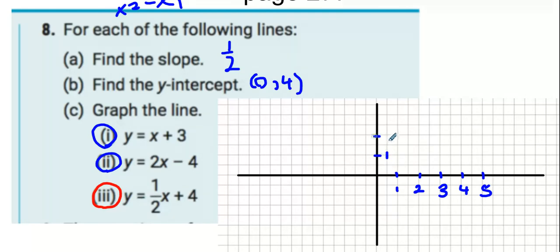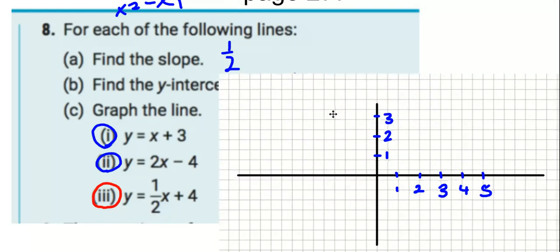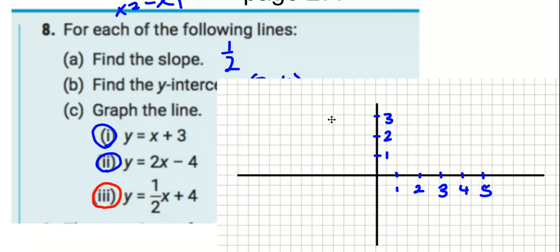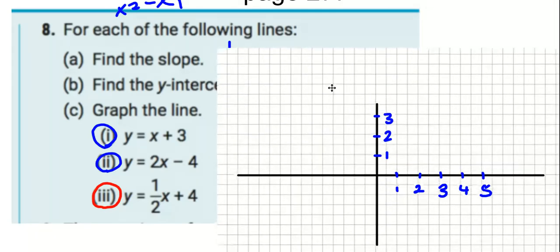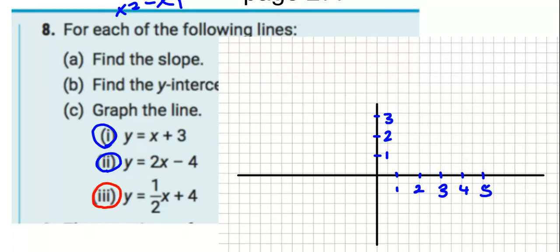Now, just give me a bit longer. Now, I'm sorry, mate. I didn't give myself enough space. How do I know I didn't give myself enough space? It's meant to be 0, 4, isn't it? And it's meant to be a slope of a half. So I need to go a bit higher than that. Okay. Now, you find that making these takes the most time.